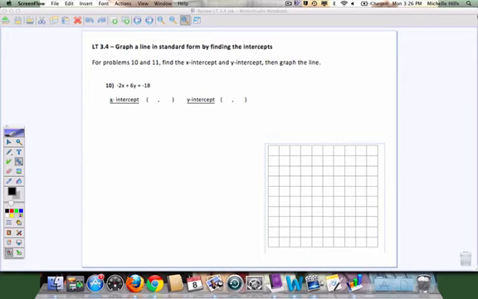So when a line's in slope-intercept form, we're able to pick out the y-intercept, which is the constant, and then use the rate of change, which is that rise over run, to find a second point. Not all lines are written in slope-intercept form, though.